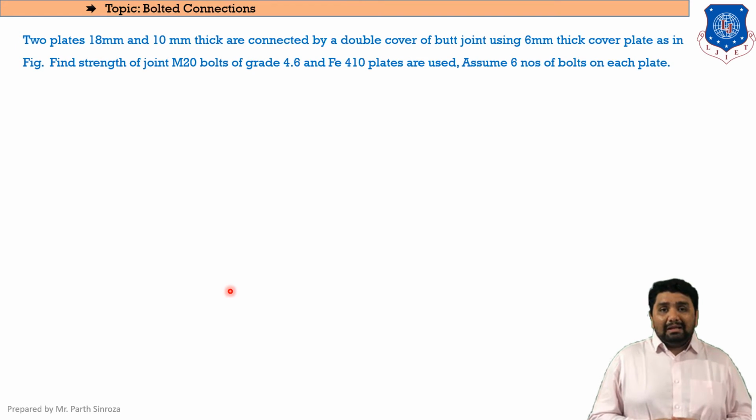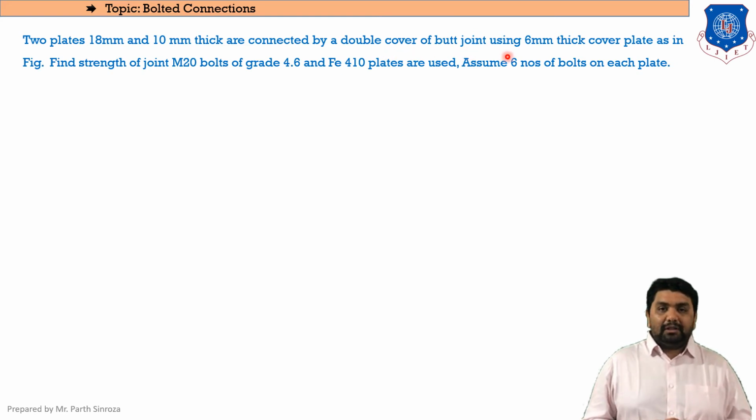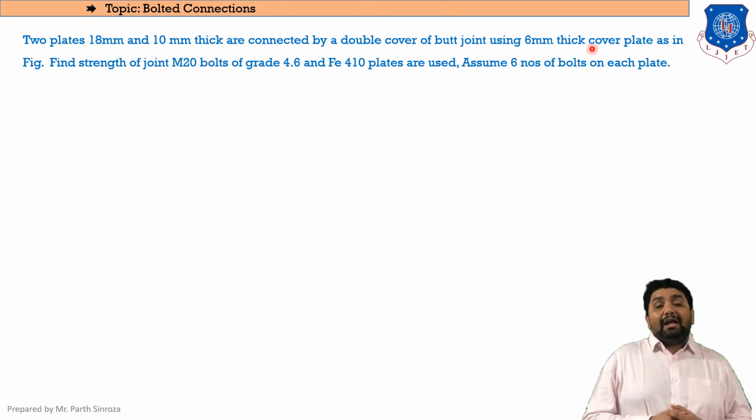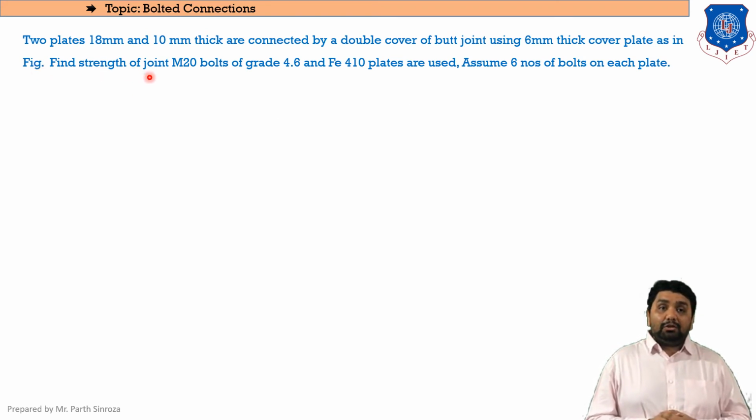So moving on to our next sum today. The question here is: two plates 18 mm and 10 mm thick are connected by a double cover butt joint. Keep in mind, we have discussed lap joints until now, and this will be our first and last sum regarding the butt joint. Clear? So using 8 mm thick cover plates. The thickness of the cover plate is mentioned here in the question as 6 mm, and as in the figure that we will be discussing later on, find the strength of M20 bolts of grade 4.6, and Fe410 plates are used.